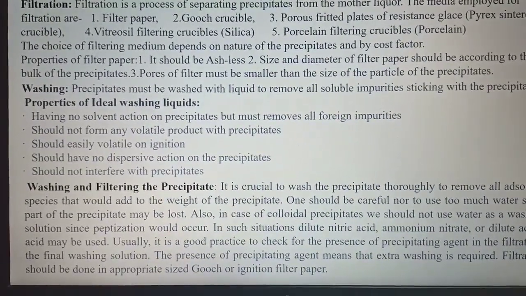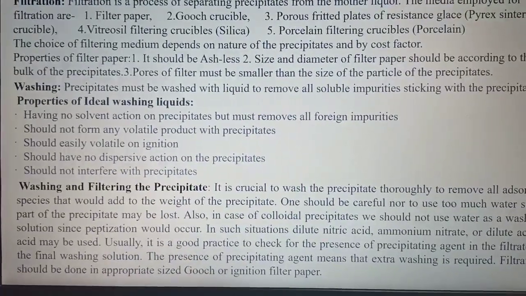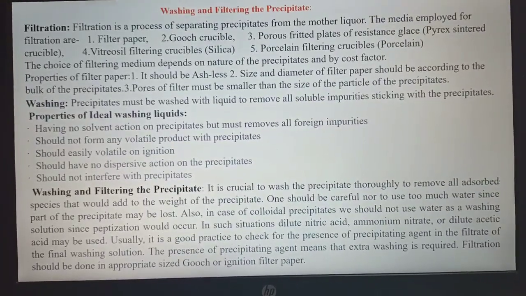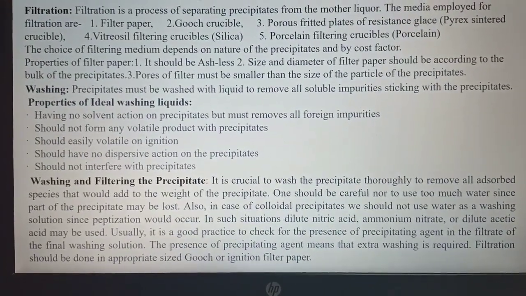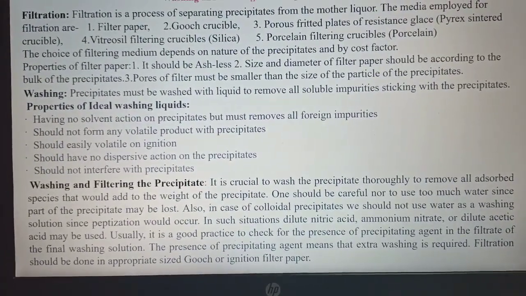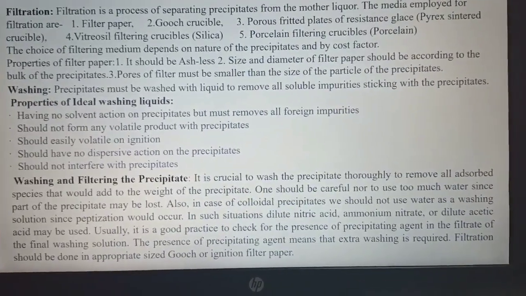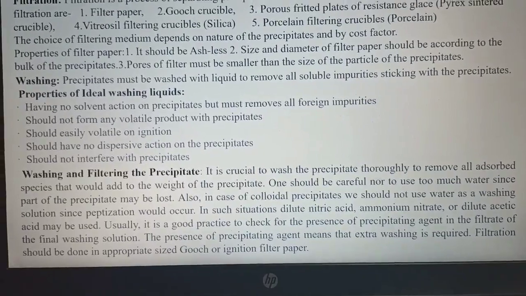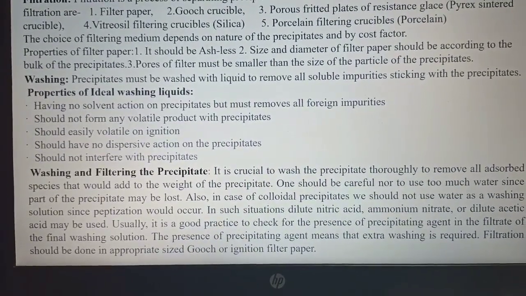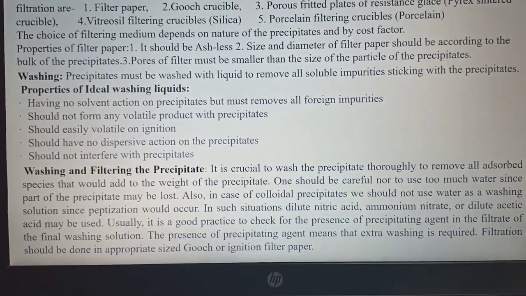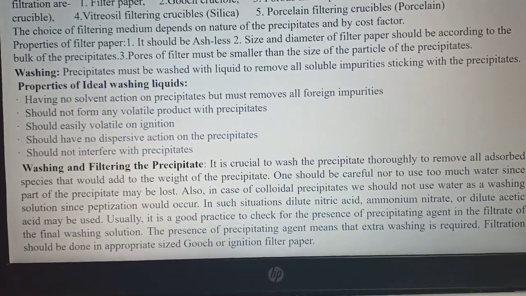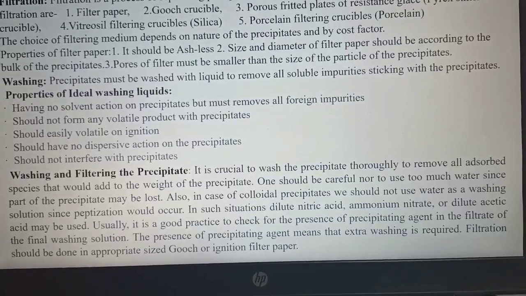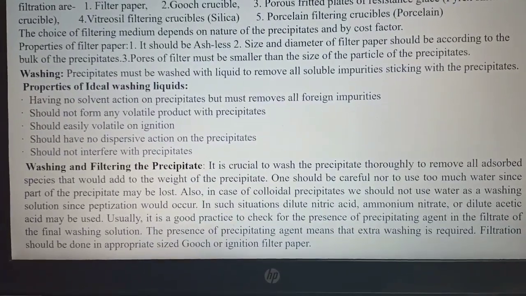Then washing. Whenever the precipitate is filtered, a washing material is essential. Generally water is used for washing, but sometimes the water is not sufficient. In that case, instead of water, one has to use other substances like ammonium chloride, ammonium nitrate, or sometimes other basic solutions for washing purposes.